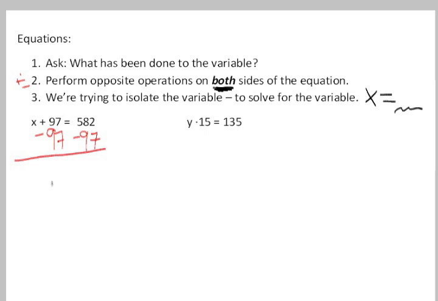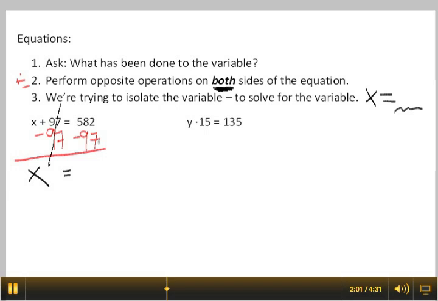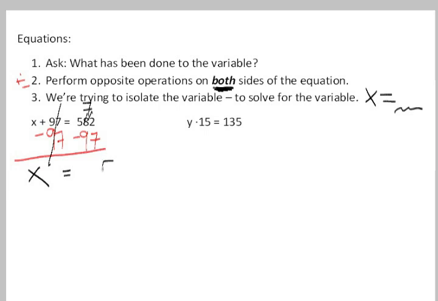So now on the left side, we can bring down the x. 97 minus 97 is 0, so there's nothing left with that. That cancels out. Bring down the equal sign, and then we do this problem over here, 582 minus 97. So we can't do 2 minus 7, so we borrow. 12 minus 7 is 5. Again, we need to borrow here. 17 minus 9 is 8, and 4 minus nothing is 4. So we find that x equals 485.